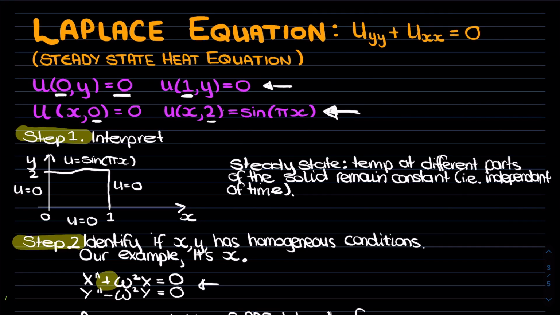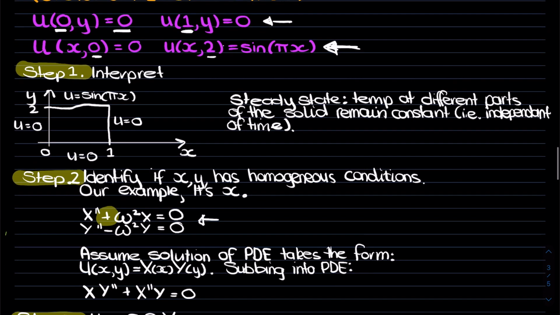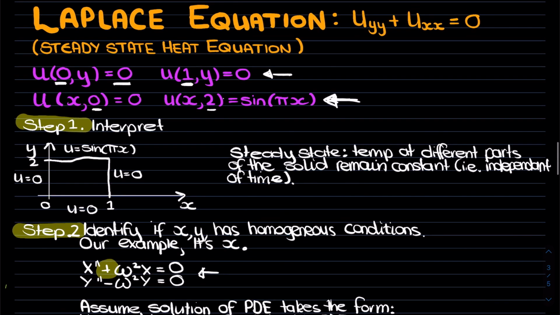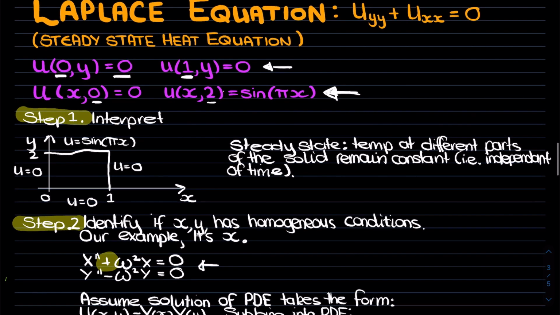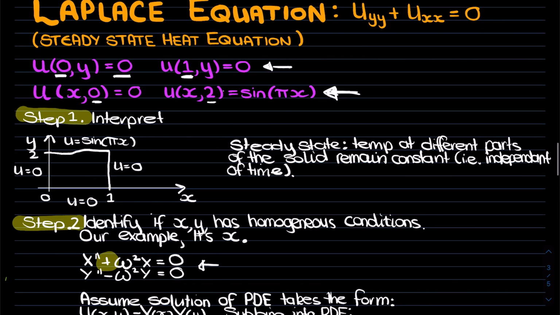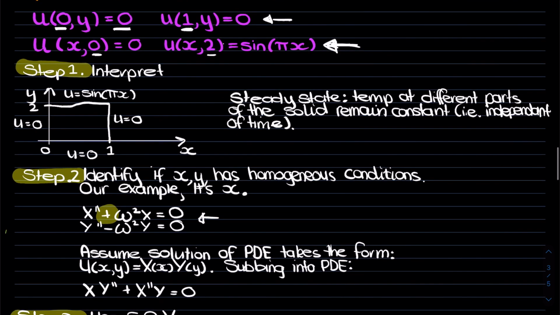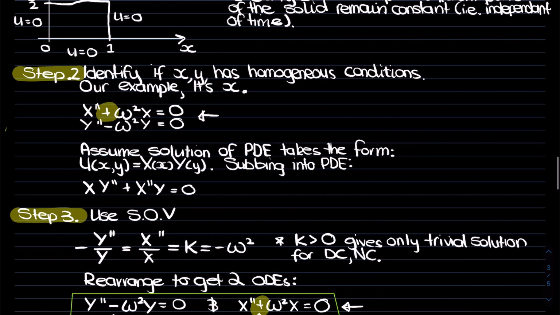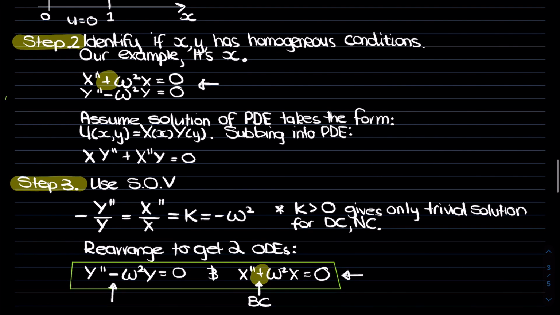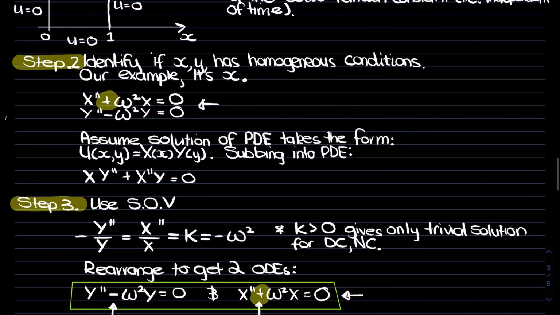So really quickly, just to recap what we did, the first thing we did was to interpret the problem. We know that the Laplace equation doesn't have any variables of time. It is a steady state heat equation. We have our x and our y variables, and they are spatial variables. Step 2 was to figure out whether it was x or y that had the two homogeneous conditions. In our case, it was x.